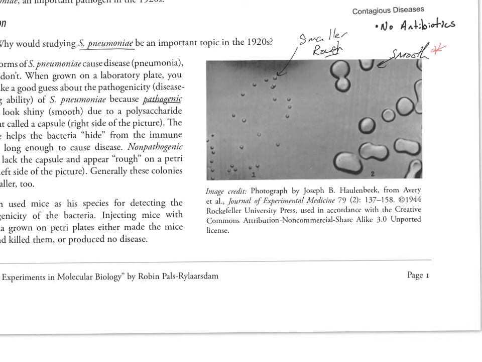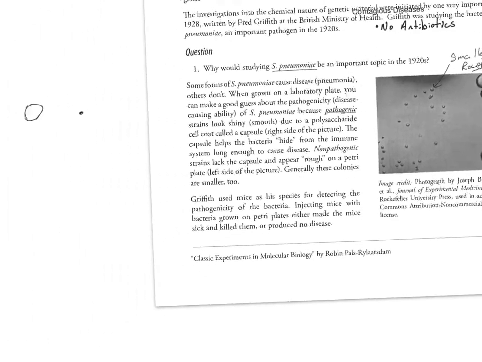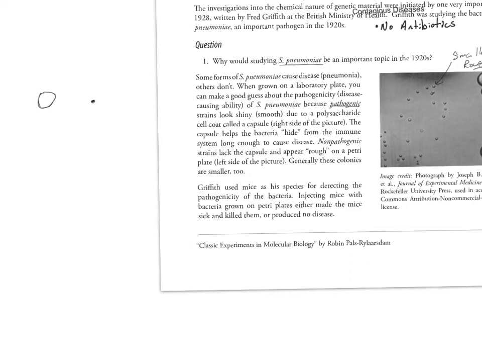That's a really basic concept you need to make sure you understand before you move on to the next section. And how does this smooth one cause disease? It has, on its outside, this is smooth, even though I drew it rough, a coating, a polysaccharide or sugar coating that hides it from the immune system. Your immune system can't pick it up very well because this sugar-coated, that's funny, sugar-coated bacteria hides from your white blood cells.